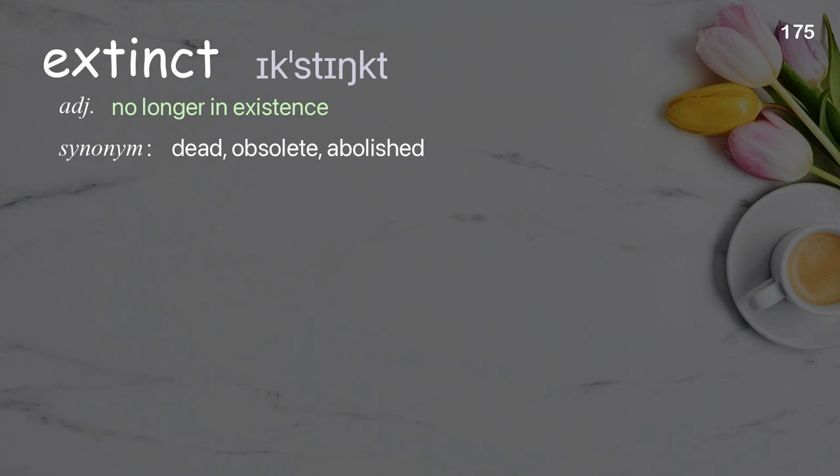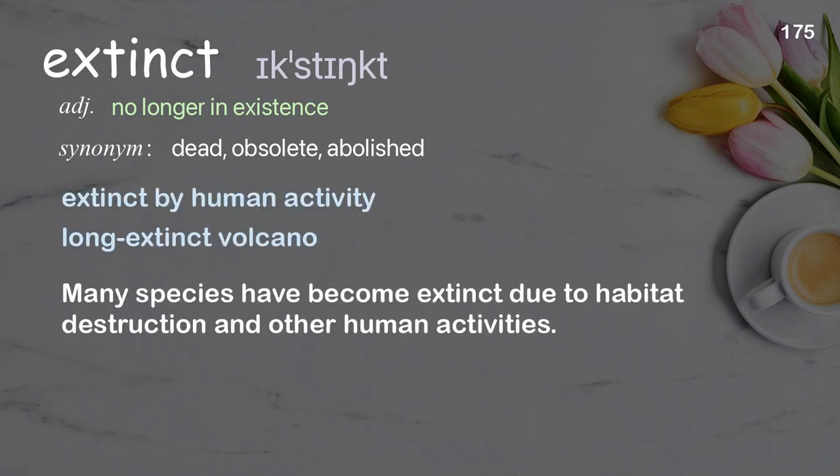Extinct: no longer in existence. Examples: extinct by human activity, long extinct volcano. Many species have become extinct due to habitat destruction and other human activities.